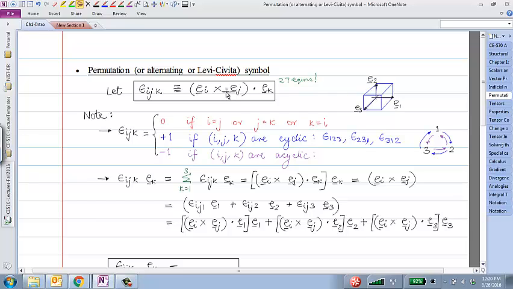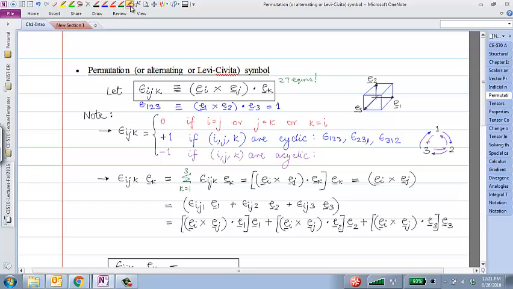The cross product between e1 and e2 gives me e3, right? e3 dot with e3 gives me 1, plus 1, right? So maybe I should write that here. Epsilon 1,2,3, which is defined as e1 cross e2 dot e3, is indeed equal to plus 1. And similarly, you can check with the other 2 combinations of this. e2 cross e3 gives me e1, e1 dot e1 is 1, and so on, right?